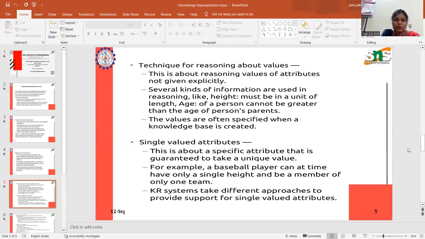Single valued attribute. This is about a specific attribute that is guaranteed to take a unique value. For example, a baseball player can at a time have only a single height and be a member of only one team. KR systems take different approaches to provide support for single valued attributes.